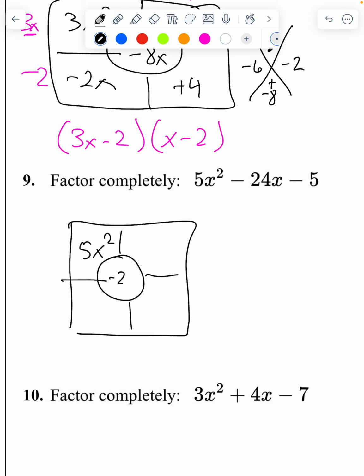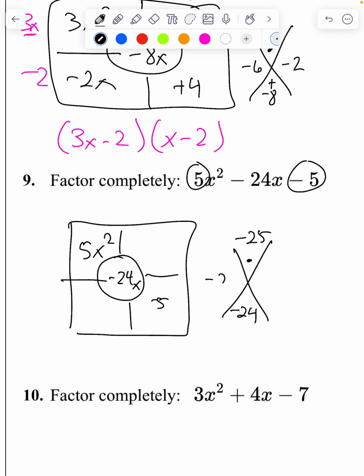Five x squared minus 24x minus 5. So I need them to multiply to 5 times negative 5, which is negative 25, and then add to negative 24. So I think it's going to be negative 25 and 1, because if you add those two, you get that. So I'll put negative 25x in one, and then positive 1x in the other.